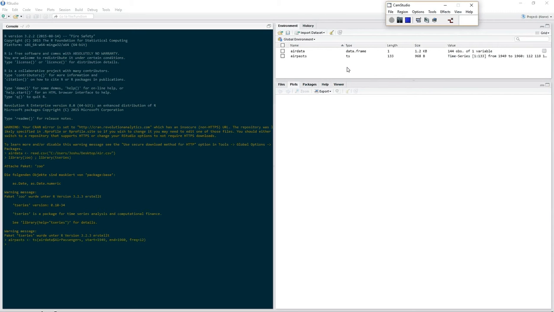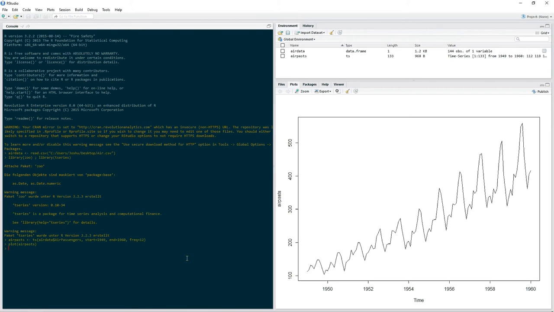Okay, so let's plot the variables. So let's put in plot, open the parentheses, AirPassTS. So let's plot that variable. Okay, so this is our data. So have a look at that data. So you can see that there's increasing variance. So there's increasing seasonal fluctuation over time in our data.